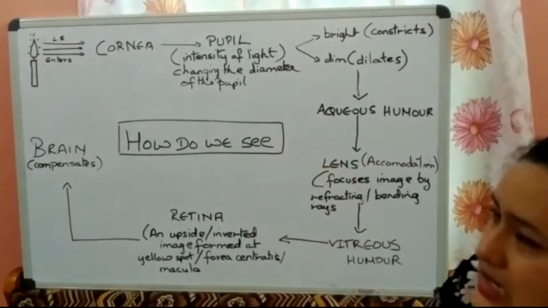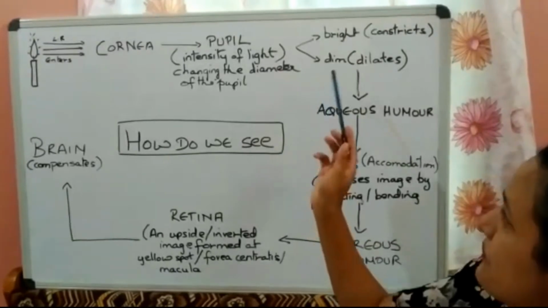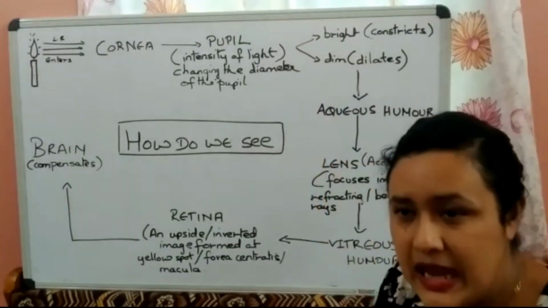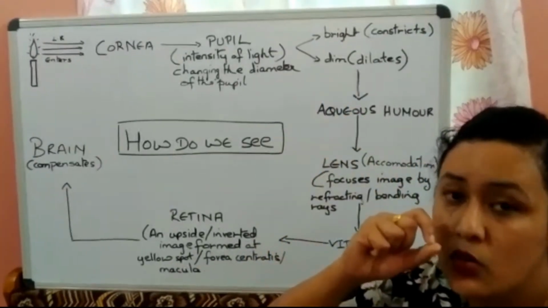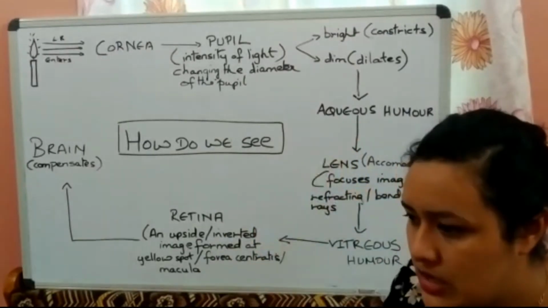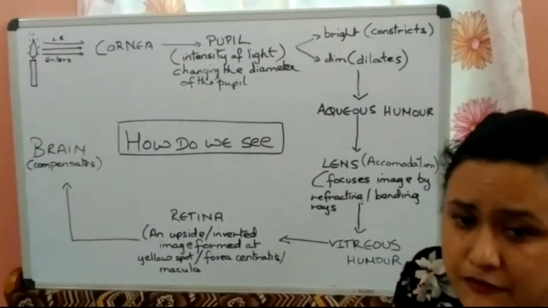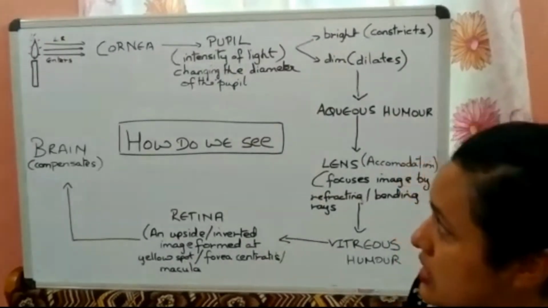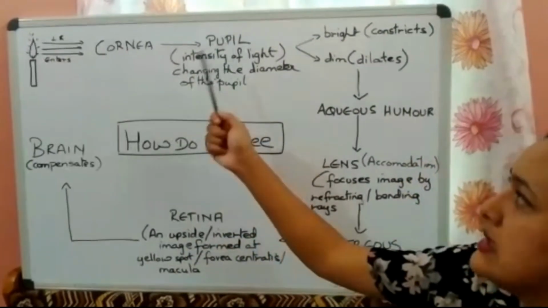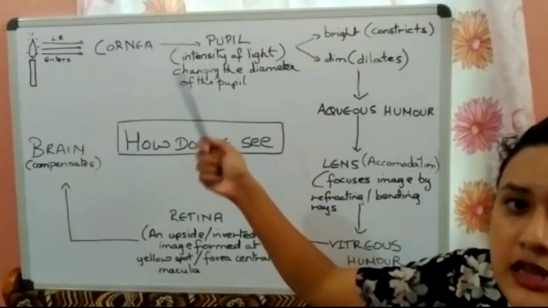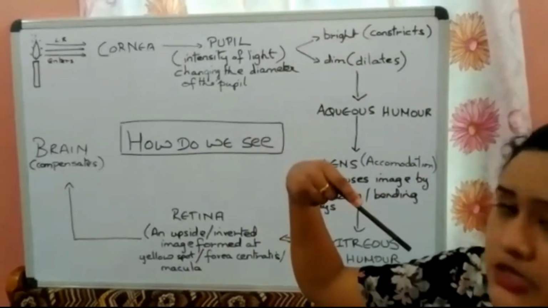Then suppose you enter a dimly lit area where there is dim light. What happens then? Your pupil dilates, it widens, such that it allows more light to enter, so that it can form a correct image. That's how it works. It controls the intensity of the light entering your retina.